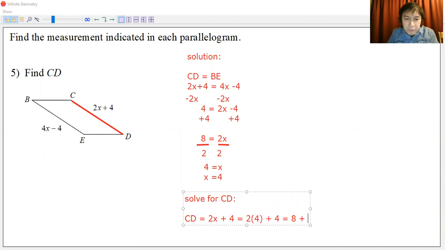Plus 8 plus 4. That should be about 8 plus 4 is 12. So our CD is equivalent to 12 units. Okay, so this will be unit of length, of course. So CD is 12. Let me put it there. CD is equal to 12 units. All right, there. And this is our answer.